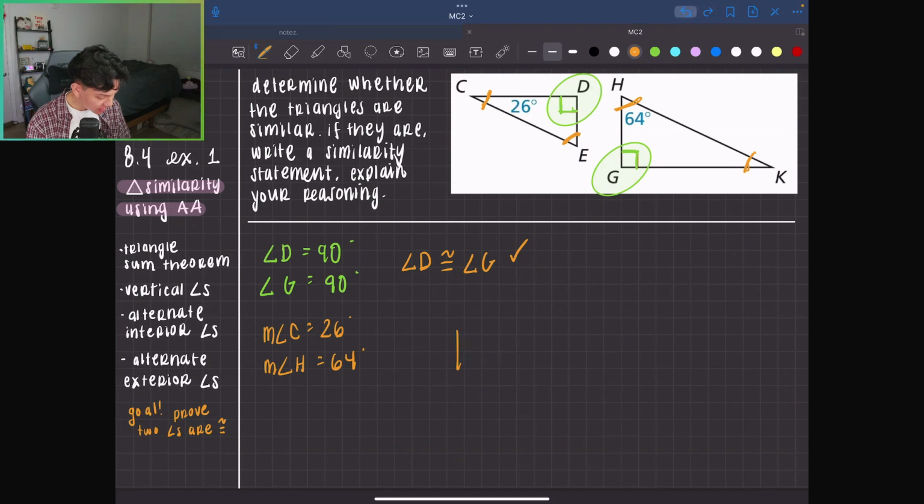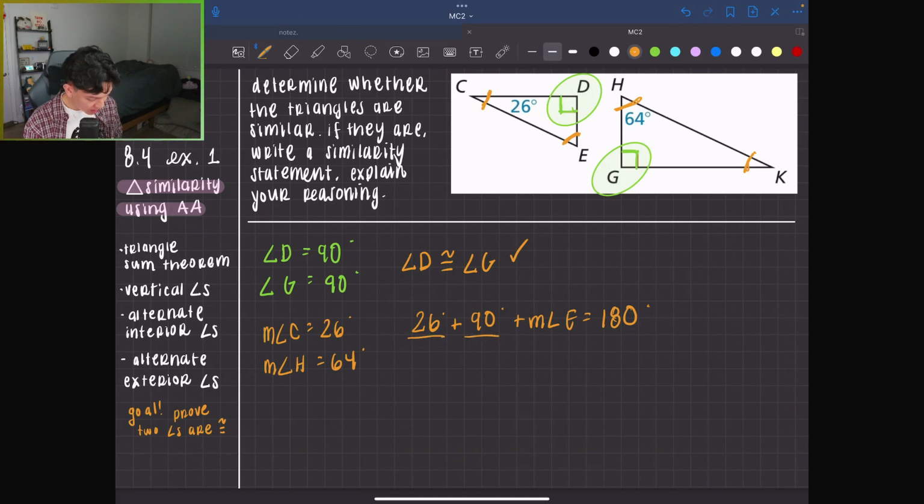So let's take a look at this first triangle. Let's take a look at triangle CDE, okay? We know that angle C is 26 degrees. So I'm going to say 26 degrees plus, and then we have this 90 degrees for angle D, plus the measure of angle E has to equal 180 degrees, right? So let's add these together.